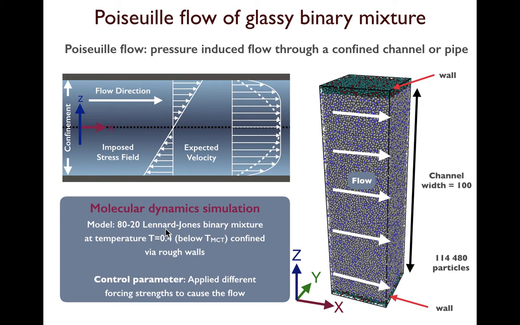We have used here molecular dynamics simulation using an 80-20 Lennard-Jones binary mixture at temperature 0.4 confined via walls. Here the control parameter is the applied forcing strength, which causes the flow. Here we have used a channel width of 100.